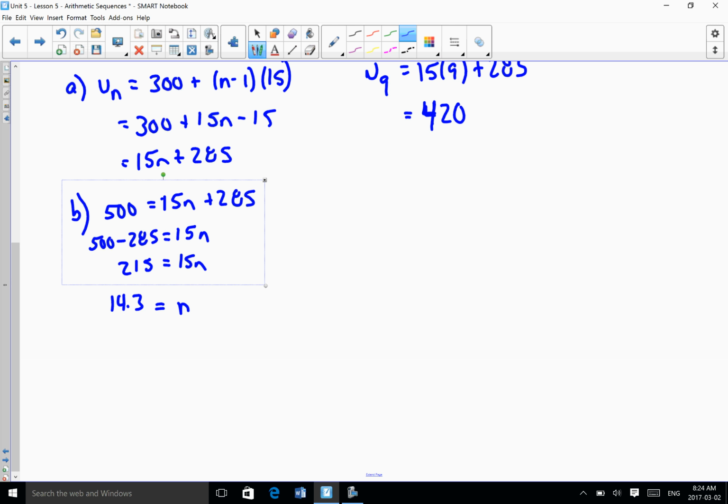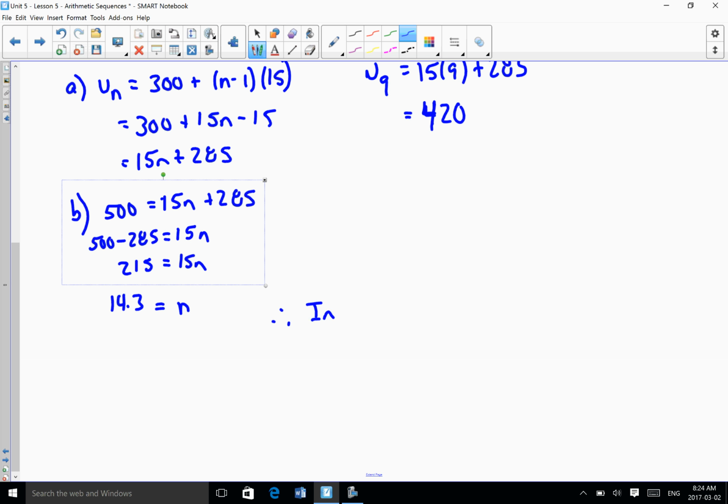So that means it's partway between years, partway between terms. If we assume they can only hire at the beginning of the year, well, the 14th year would be too small because it won't have gotten to 500 yet. It'd be slightly below 500. So we're going to have to say we need to round up here.